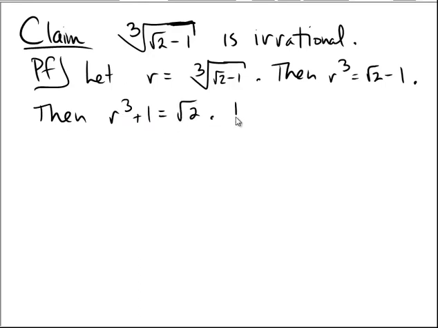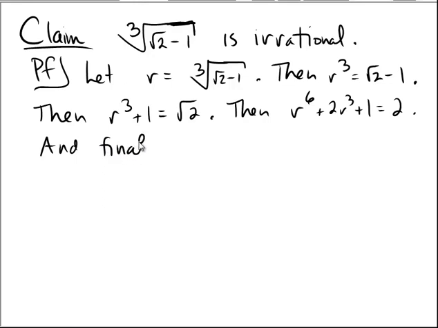Then we could square both sides, so that r to the 6th plus 2r cubed plus 1 would be equal to 2. And finally, we could then say, by subtracting 2 from both sides, that r to the 6th plus 2r cubed minus 1 would be equal to 0.